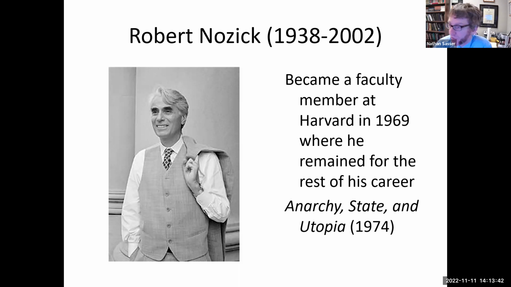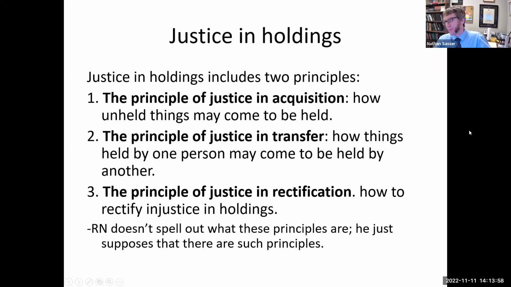Rawls came out with his big book, A Theory of Justice, in 1971. Nozick came out with his on roughly the same topic, Anarchy, State, and Utopia, 3 years later in 1974. And that's the book from which our reading is drawn. Now, Nozick's theory of distributive justice, he describes as a theory of entitlement, and it involves justice in holdings.